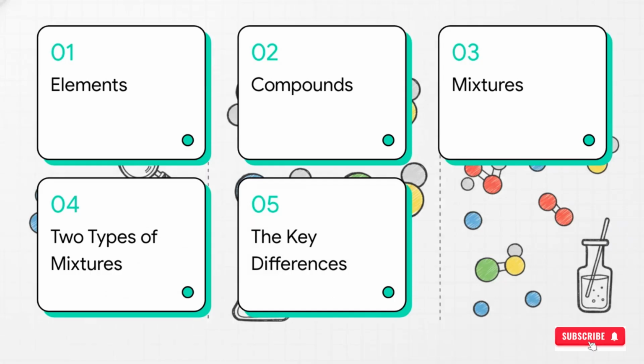So, here's what we've got on tap. We're going to start with the absolute simplest stuff out there, the elements. Then, we'll see what happens when they combine chemically to make compounds. After that, we'll explore what it means when things are just physically mixed together. We'll even dig into the two different kinds of mixtures before we wrap it all up with a nice clear summary of the key differences.